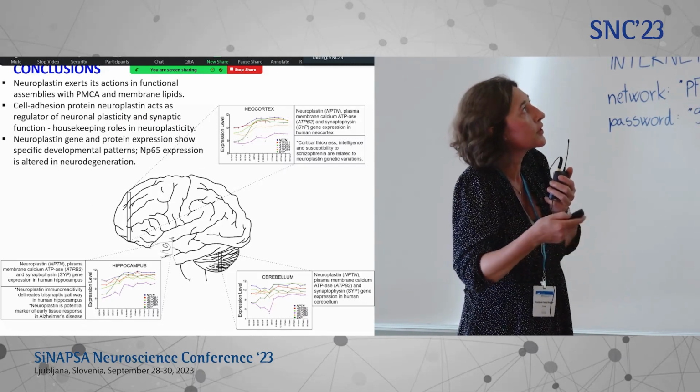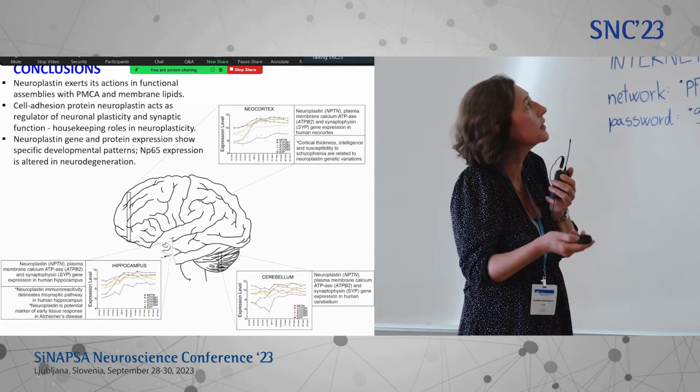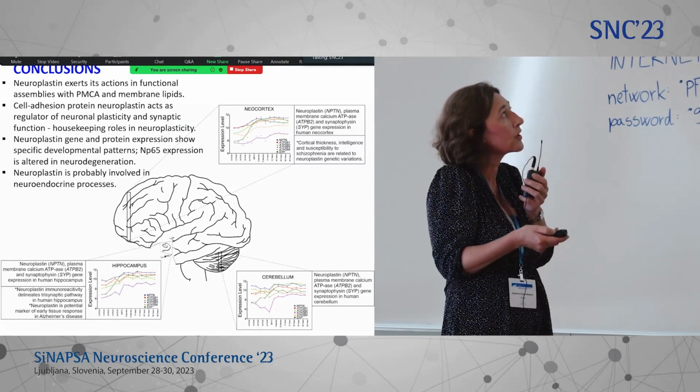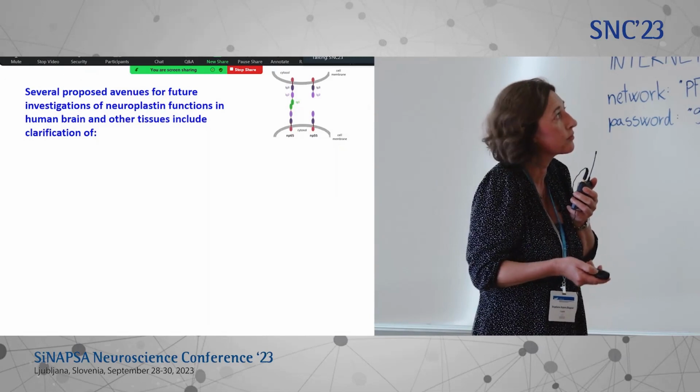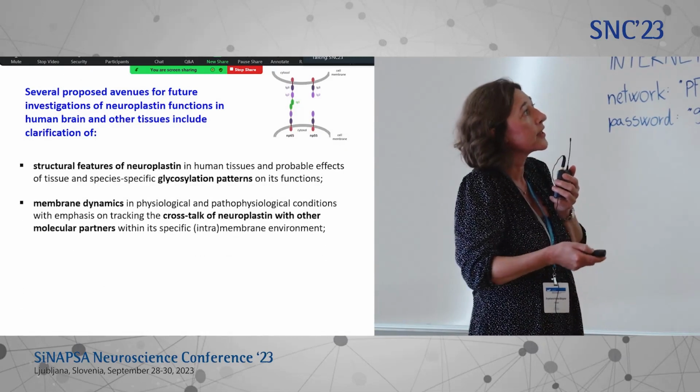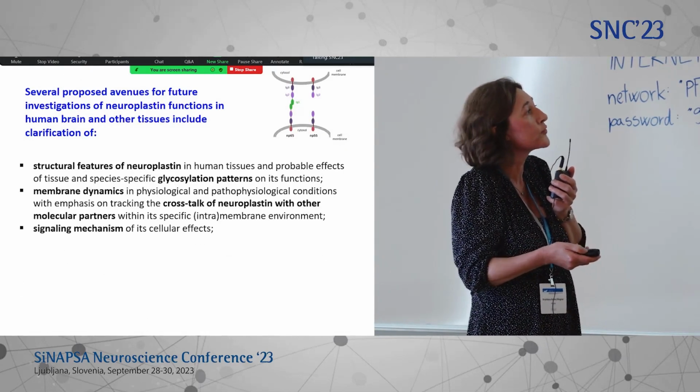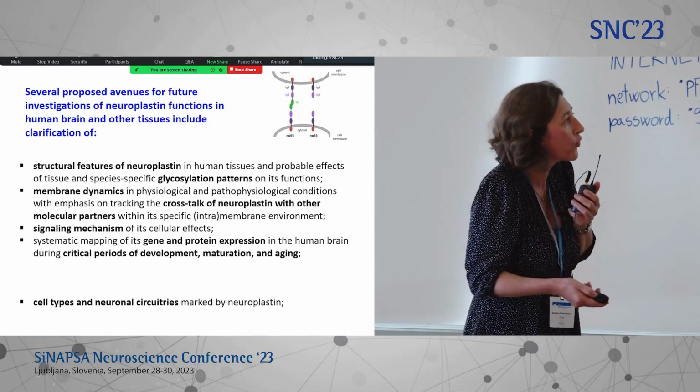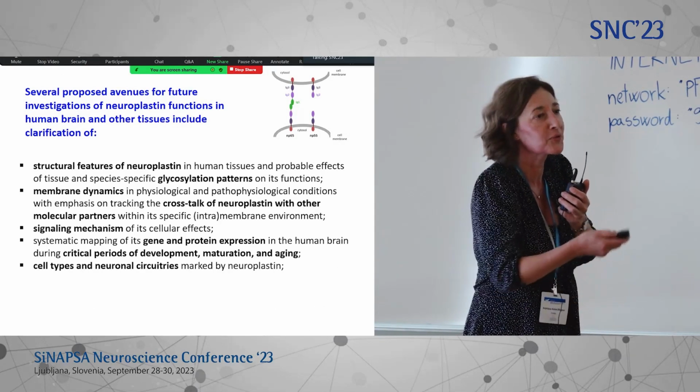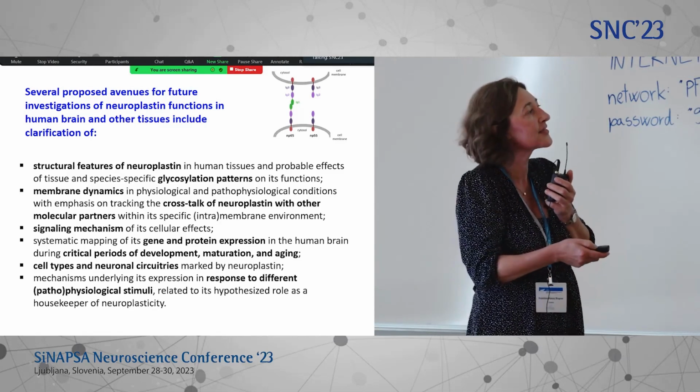So it is some kind of housekeeper of neuroplasticity, it is changing in neurodegeneration, and it is probably involved in neuroendocrine processes. There are several avenues which can be proposed for some future work, and there are a lot of them, so I will not go now into details. We can discuss them later.